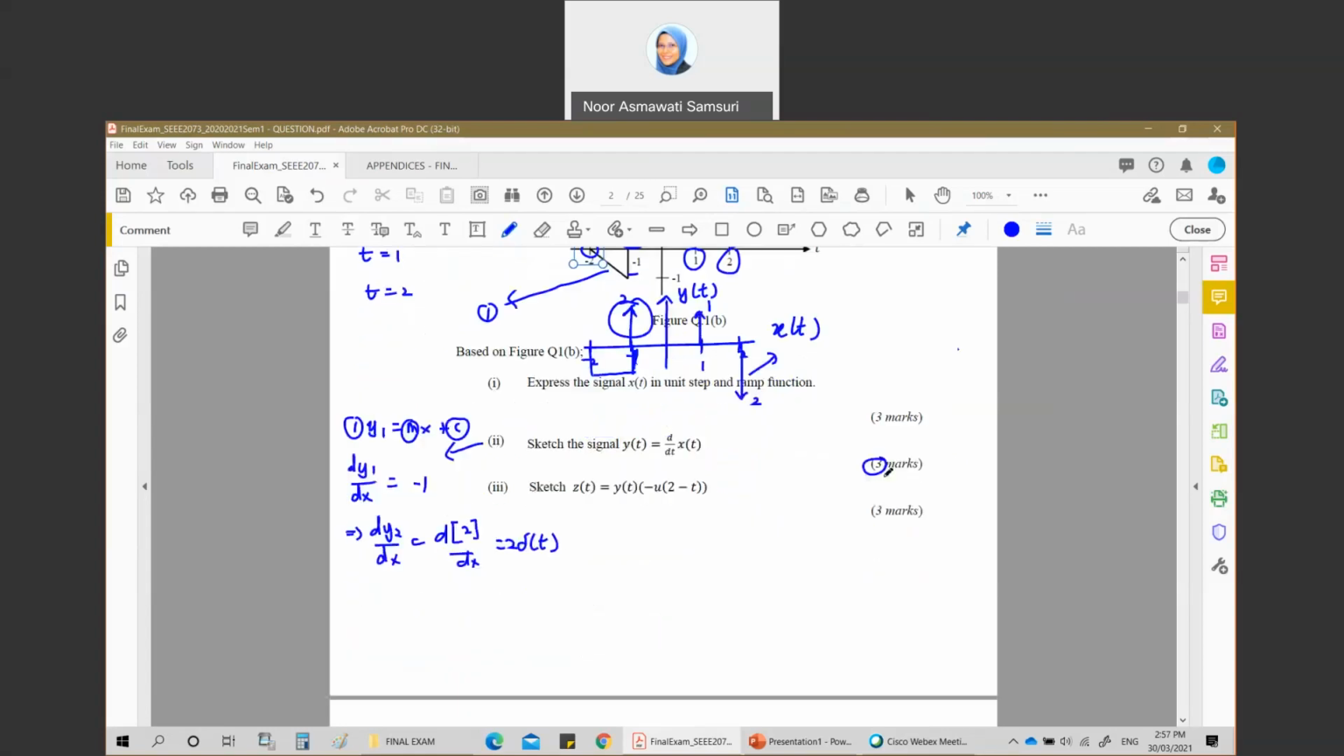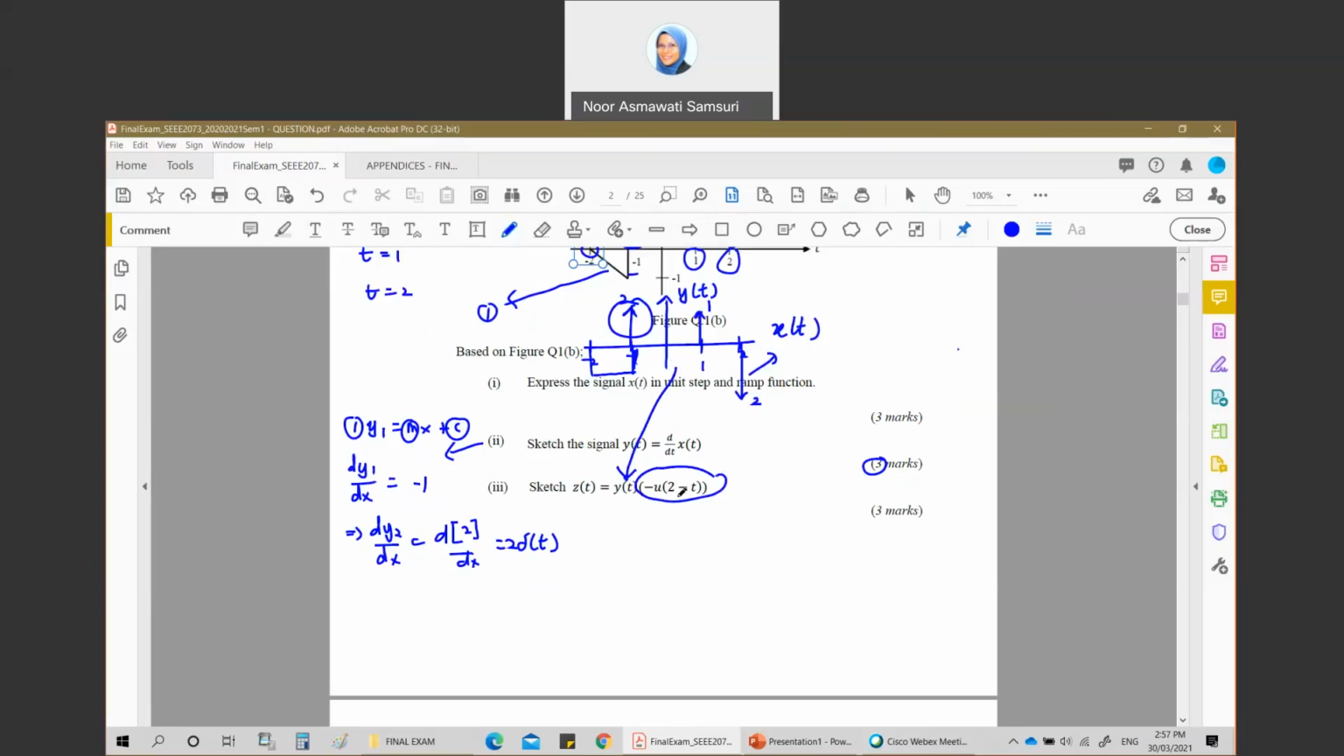Okay. Same goes to the third one. So now sketch a new signal ZT in which you need to use your signal YT. So this signal will be used in here. So the signal will be multiplied with this another unit step function. So same steps as the earlier one.